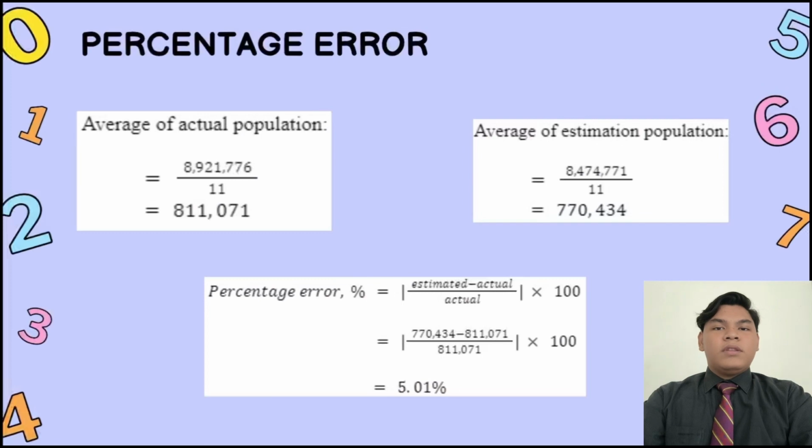From that, we use the percentage error equation, which is the estimated value minus the actual value, divided by the actual value itself, and then multiplied by 100. And by that, 770,434 minus 811,071, divided by 811,071, and multiplied by 100, and we got 5.0%. Sorry, 5.01% of percentage error.